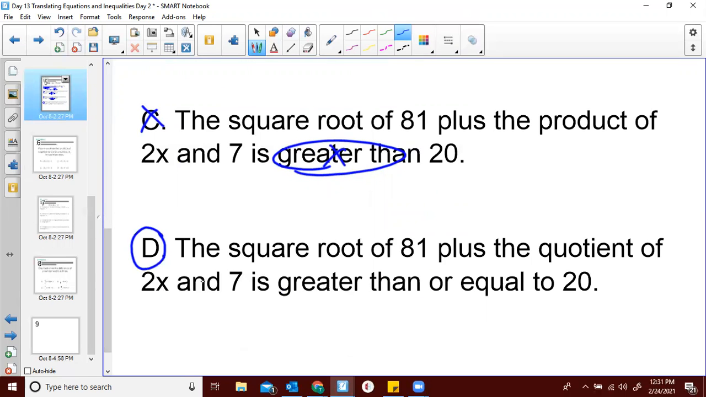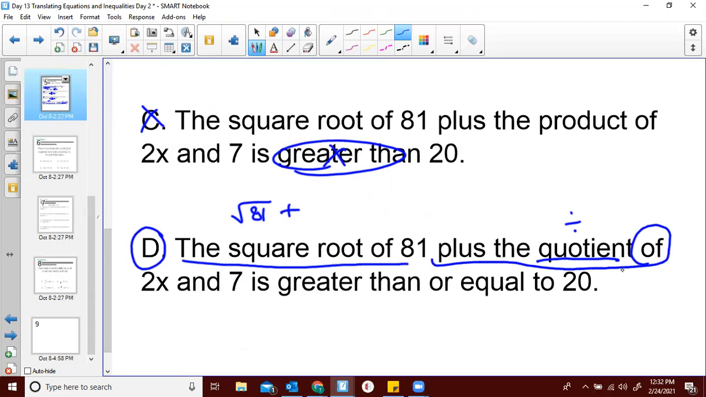So we have the square root of 81, plus the quotient. What is quotient? Quotient is dividing, right? Plus the quotient of. And when we get this of here, that's where we need to start thinking about parentheses.